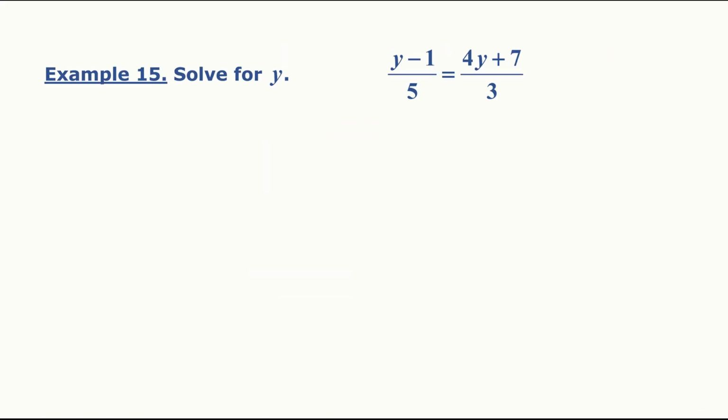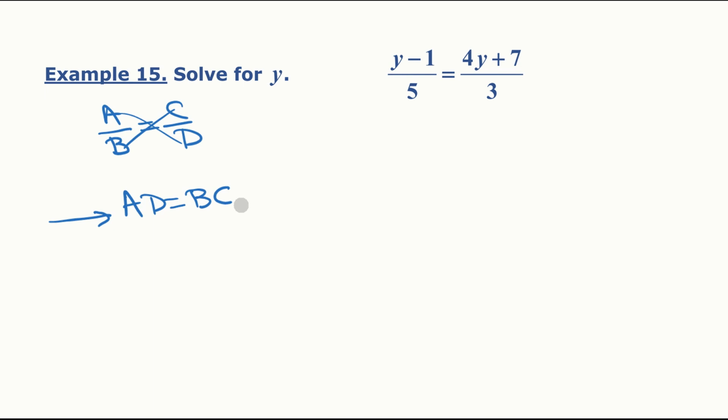All right, so for this one we want to solve for y, and this time I hope you do notice the fact that here we have a proportion. Remember, anytime you have a proportion in mathematics of the form a over b equals c over d, that means you can cross multiply. That means AD is going to be equal to BC.